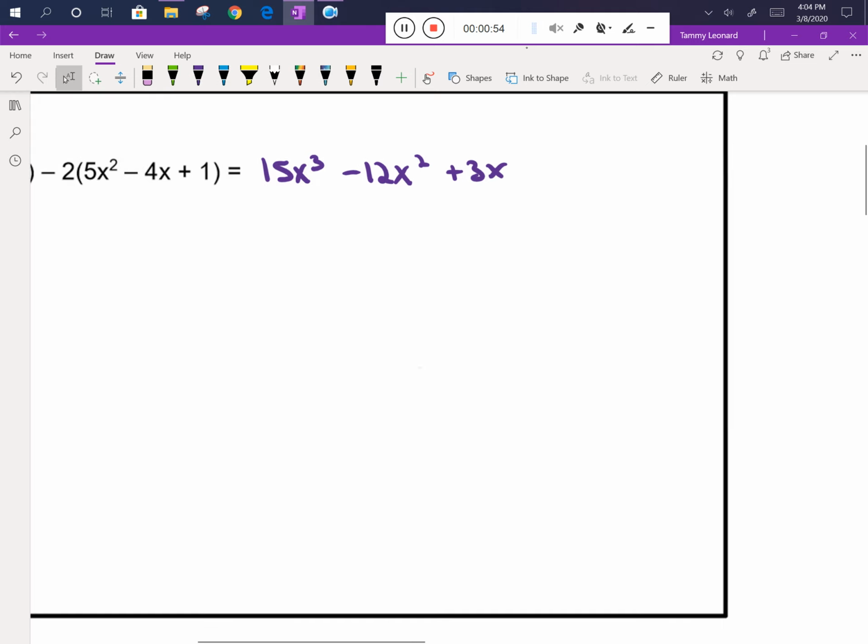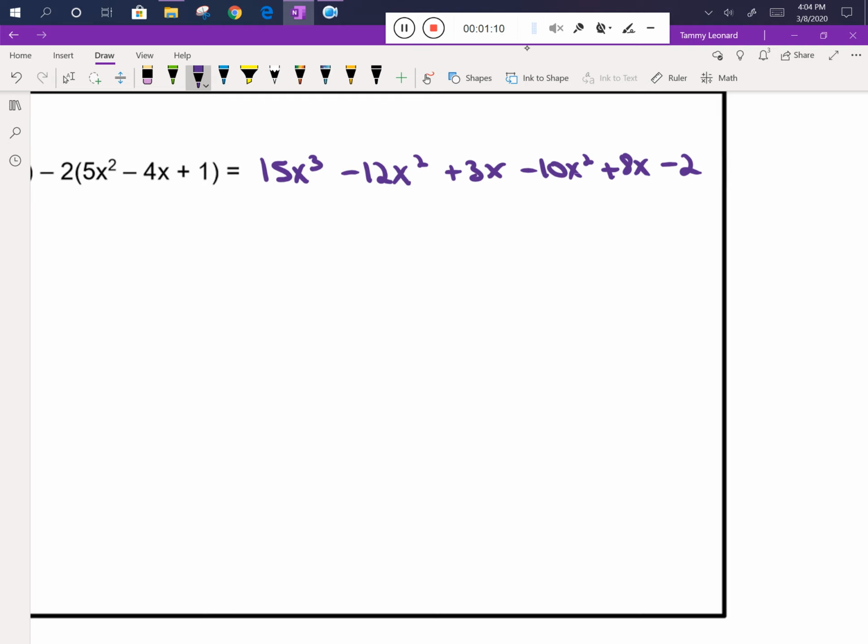Doing the second round of distribution, negative 2 times 5x squared is negative 10x squared. Negative 2 times negative 4 is positive 8x, and negative 2 times positive 1 is negative 2.